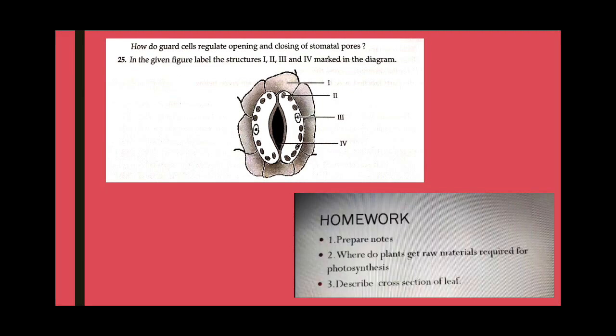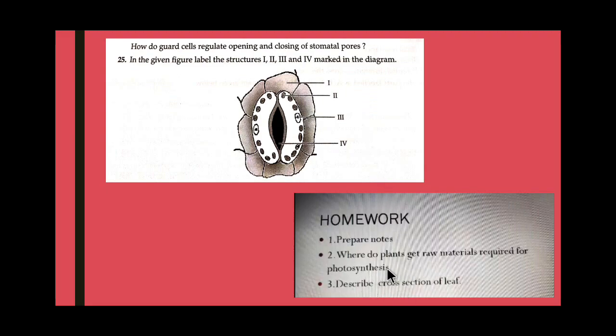Now, when the guard cell loses water to the surrounding cell, they become flaccid. As a result their inner thick walls move inward and it closes the stomatal pore. So this will be the answer. Prepare it in points.